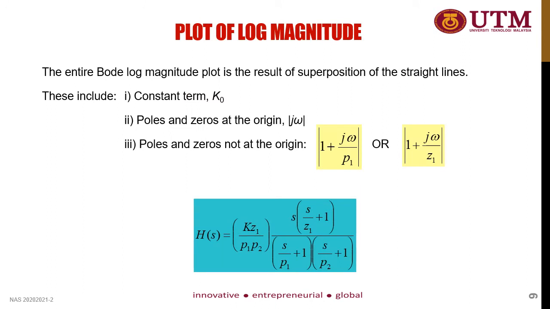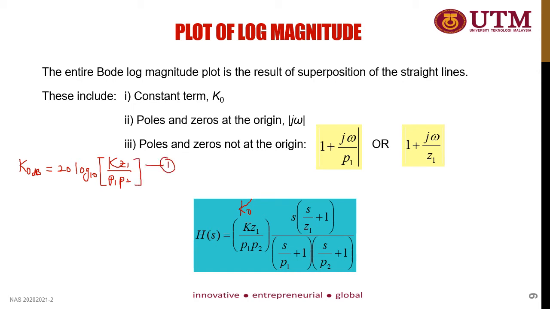So in order to plot the Bode plot, once you have the standard form equation, you can identify how many components you have in your plot. First, we know that this is the constant k naught. k naught will be in dB, so you can calculate k naught in dB equal to 20 log 10 of your k naught. So your k naught is kz1 divided by p1 p2.